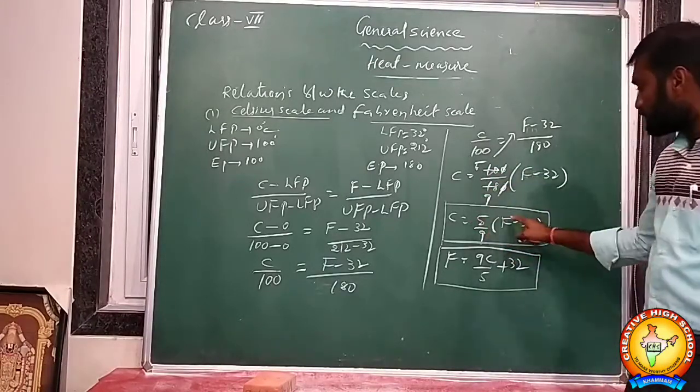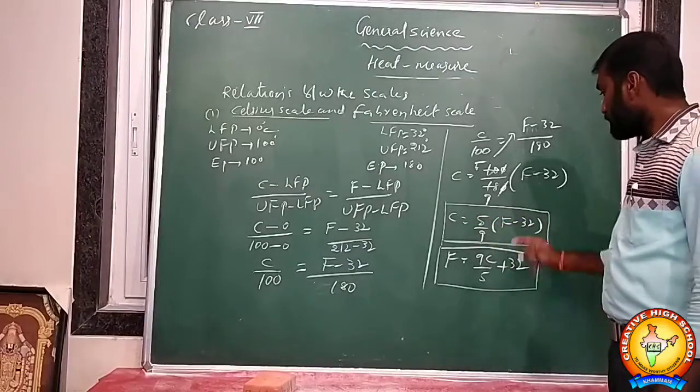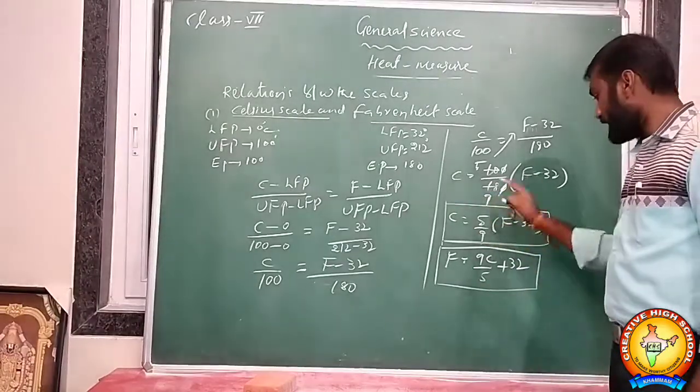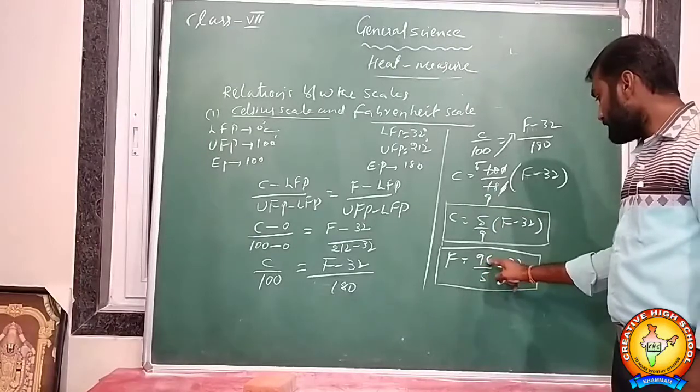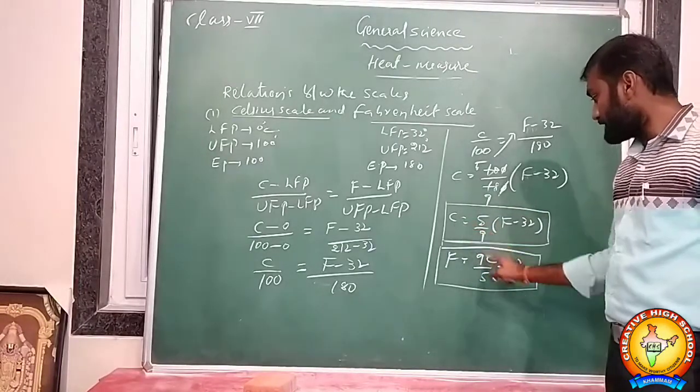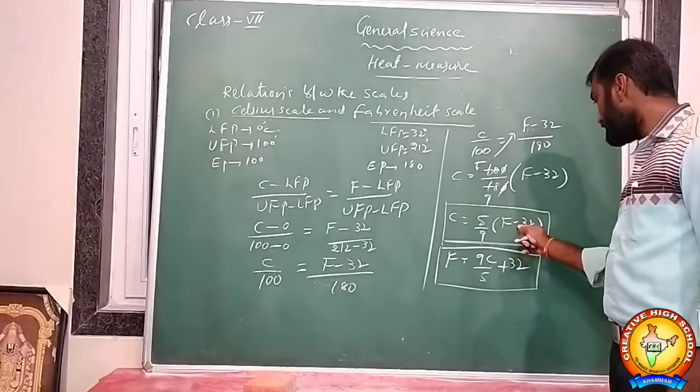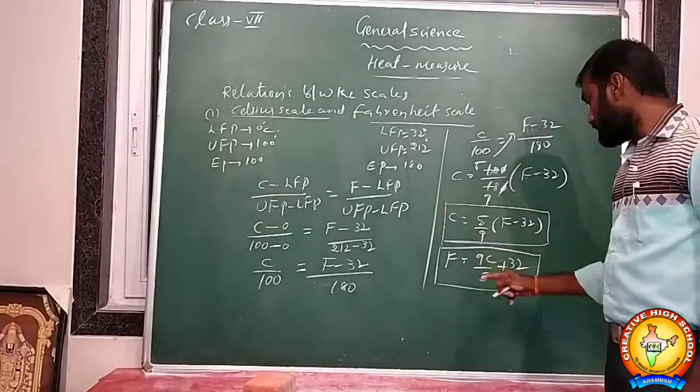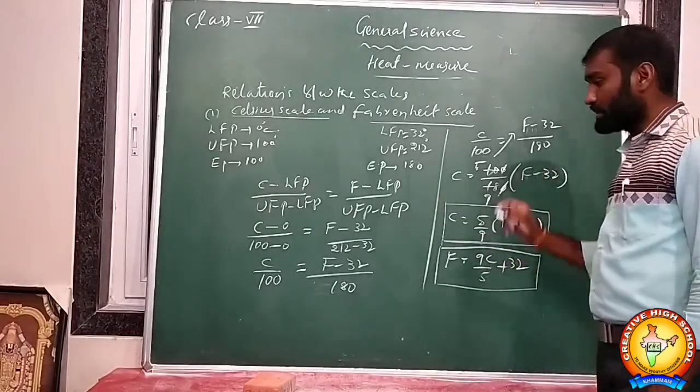If this is the relation and they give F, you can find C. If they give the C value, how can you find F? F is equal to 9C by 5 plus 32. Multiply by 9, so 9C by 5, and the minus 32 comes to the other side as plus 32. This is the relation between them.